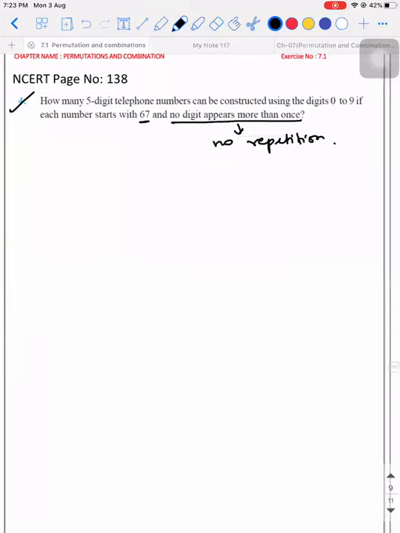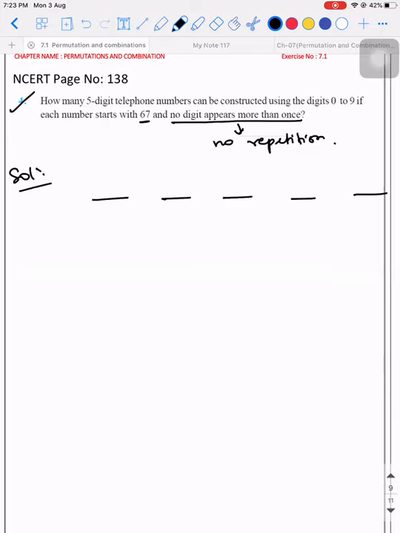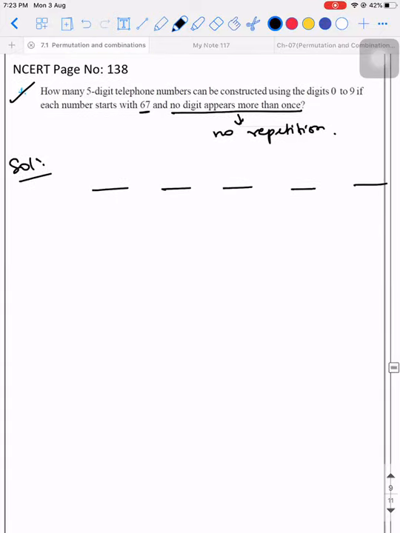So how many digits should the phone number contain? It should be a 5-digit number. Correct? And what are all the digits you have in your hand? 0 to 9. So total you have 10 digits in your hand. Don't make a mistake of 9, because 1 to 9 is 9. 0 included is 10 digits.